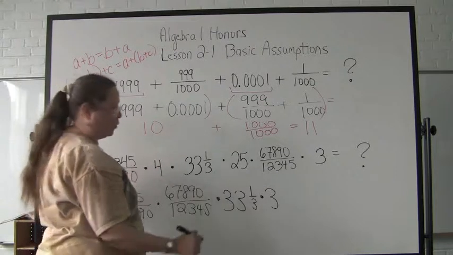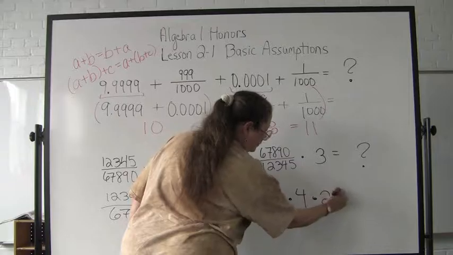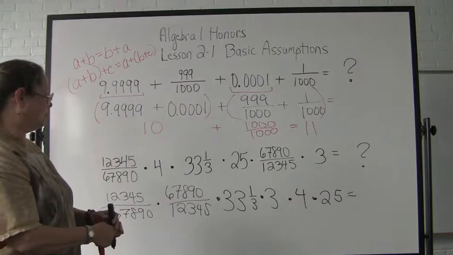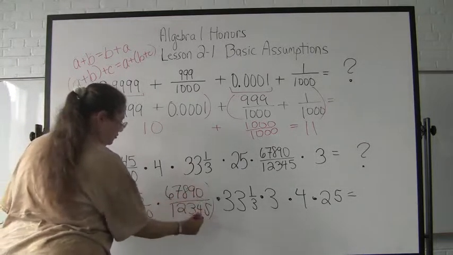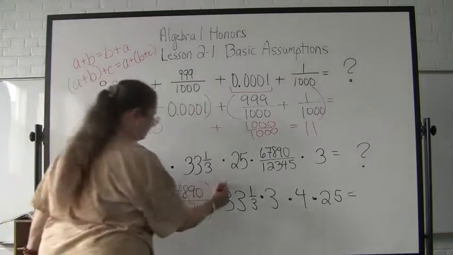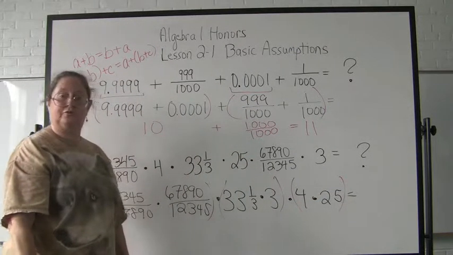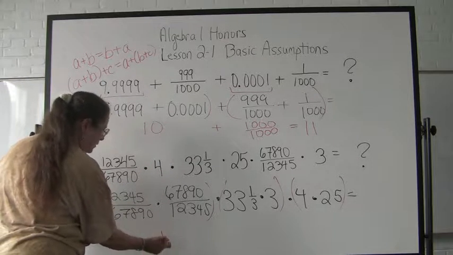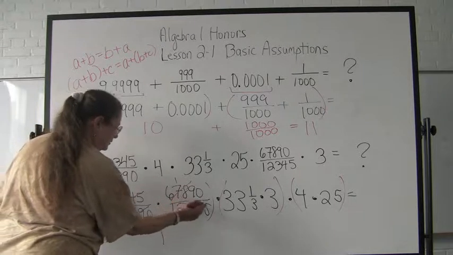And then we have the 4 and the 25 left. And oh, look, they make a nice group too. All right, now we're going to associate the ones that we want to multiply together. And this becomes a very simple problem. I have 1 here, right, because these are going to cancel. These are going to cancel.